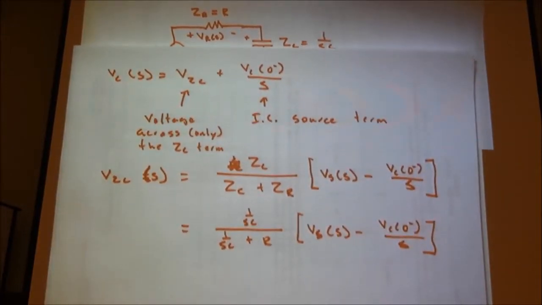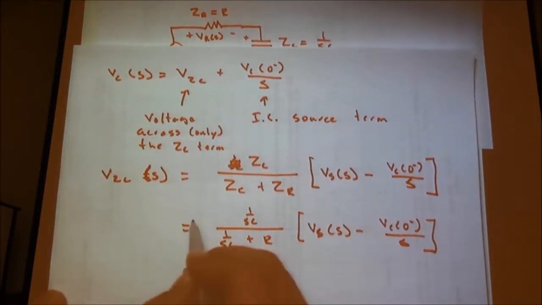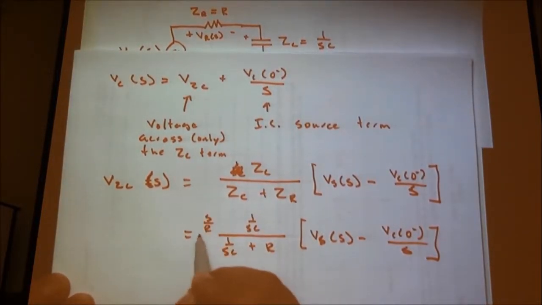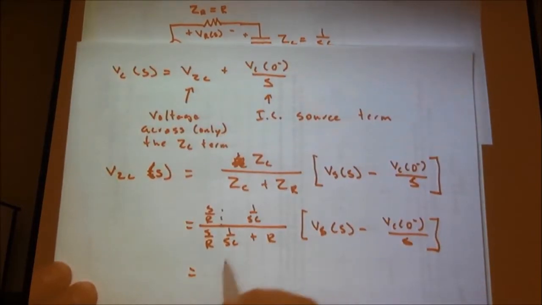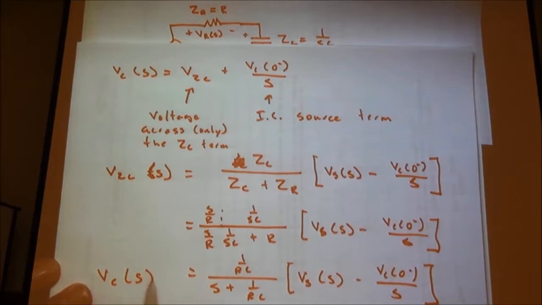And now this is not quite in polynomial form, so we want to clean that up. We have a 1 over S and a 1 over S in our numerator and denominator, not a polynomial. Multiply everything by S over R. So if you want S over R times S over R, and you wind up with 1 over RC, S plus 1 over RC, V source of S, minus VC(0-), over S, and all of that VC of S equals.